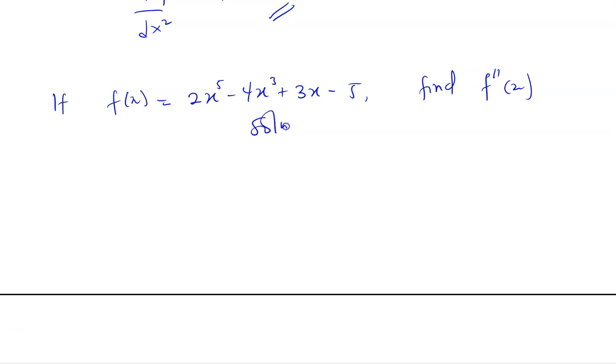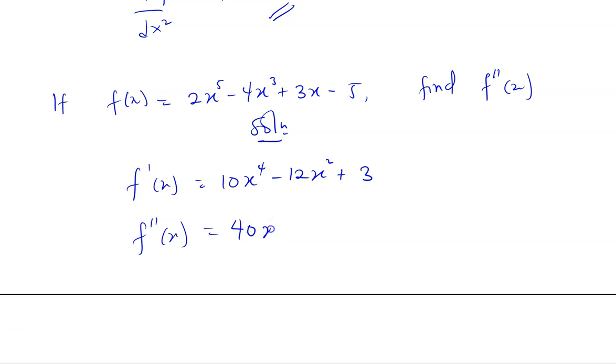Solution. We first need to find f prime of x. That's the first differentiation, and this is going to give us 10x to the 4 minus 12x squared plus 3. You get it? So we differentiate it and get this result. Then if we differentiate it again, that will give us f prime prime of x. And this one is going to be 40x cubed minus 12 times 2 is 24x. So that's going to be the final answer.